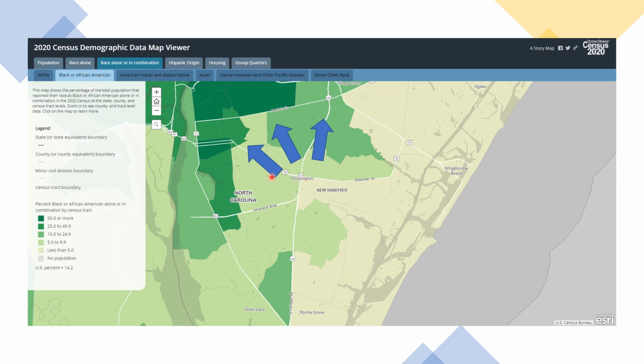Which brings us to our next question of who might be the intended audience, and this would be anyone that is trying to learn anything about the African American population in Wilmington or the state of North Carolina as a whole.